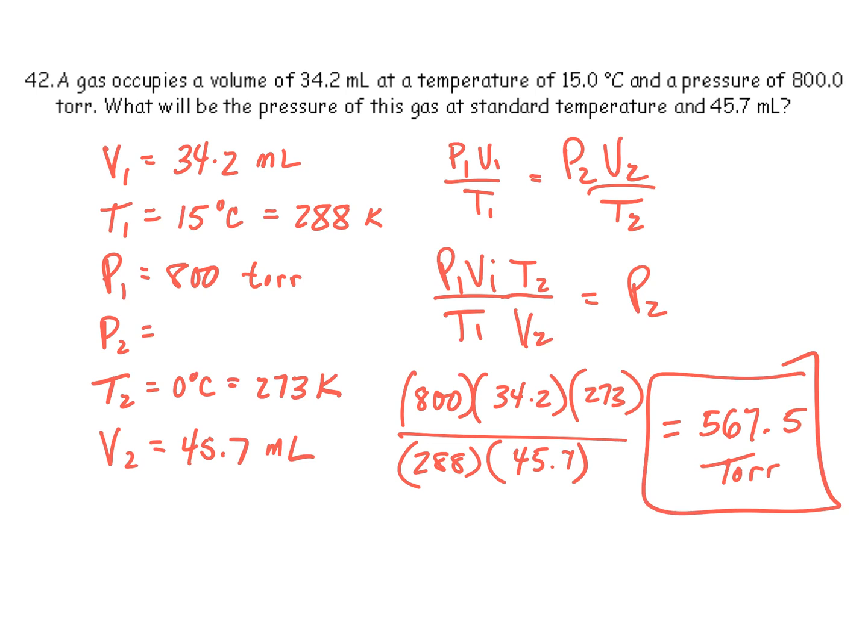All right. So remember, temperatures must be in Kelvin. Volumes and pressures can be in any unit as long as P1 and P2 are the same and V1 and V2 are the same. And there we go, the combined gas law.